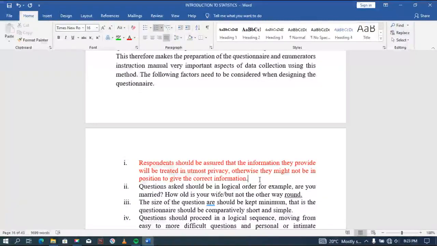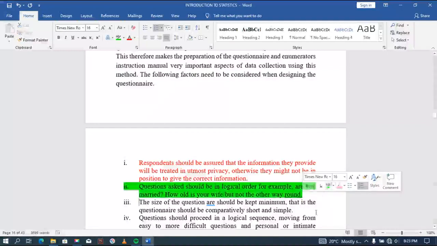Then questions asked should be in a logical order. For example, are you married? How old is your wife? And so on. So questions asked should be flowing. That's what we can say. They should be flowing, kind of related. Then the size of the questions should be kept minimum. The size of the question should be kept minimum.